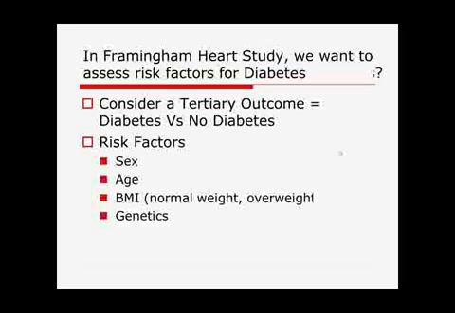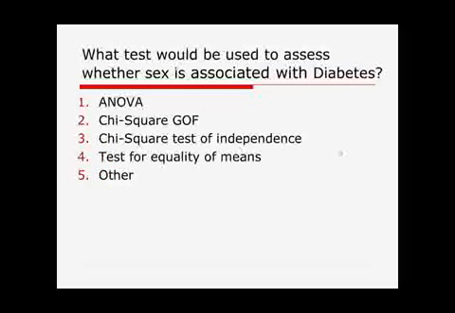A couple more. Let's say we had a third outcome, a different outcome, and it was diabetes, yes or no. Okay, so our outcome is diabetes, yes or no, and same risk factors. How about sex and diabetes? Good. Chi-square test of independence.